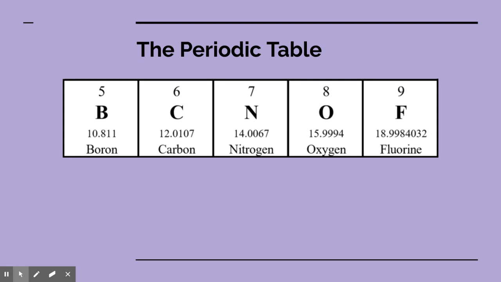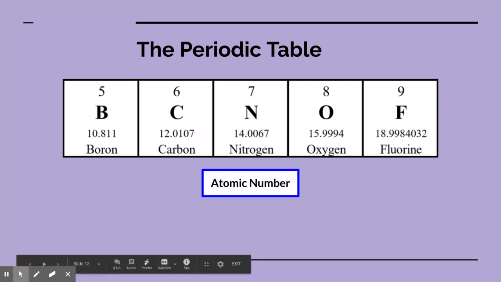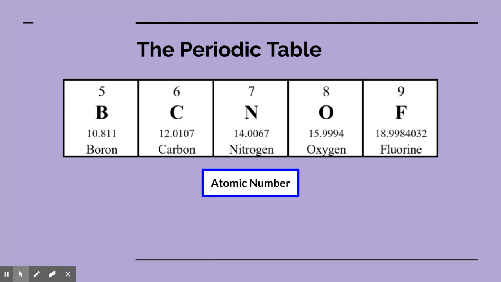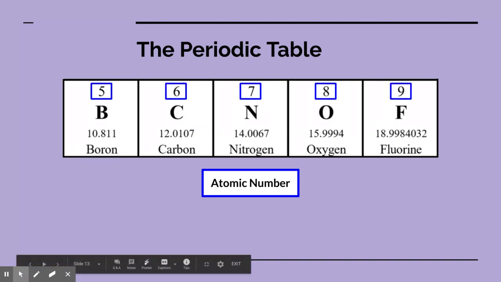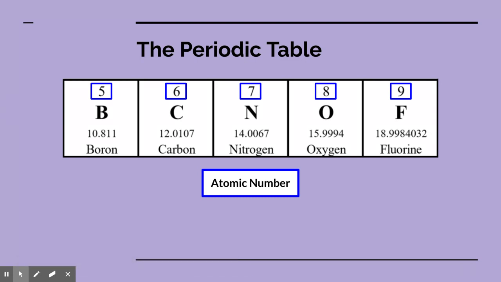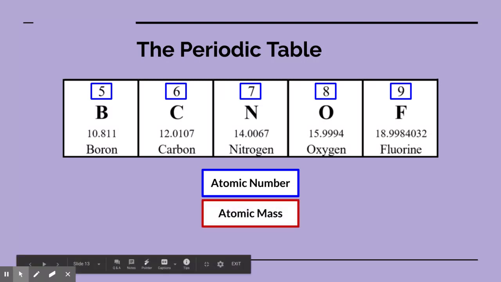Okay. So here on the periodic table, this is the little snippet that I was talking about. So let's kind of go through these. So the atomic number, I'm going to outline the atomic number here in blue. So the atomic number, like I said, remember, is the whole number that's in each of these boxes. So for boron, it's 5. For carbon, it's 6. For nitrogen, it's 7. For oxygen, it's 8. And for fluorine, it's 9. Okay, so those are the atomic numbers. That's, remember, the number of protons that a particular element has in its nucleus.